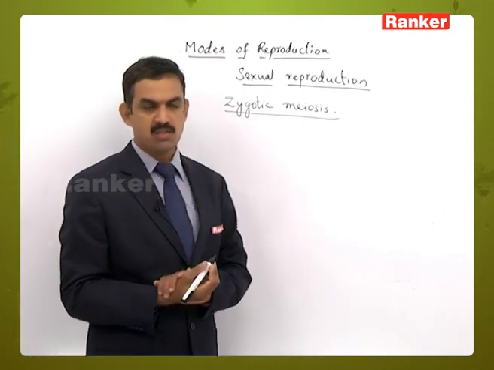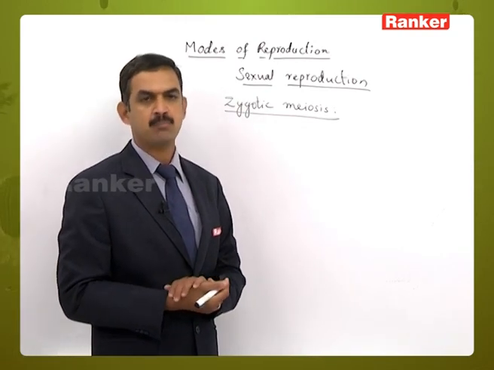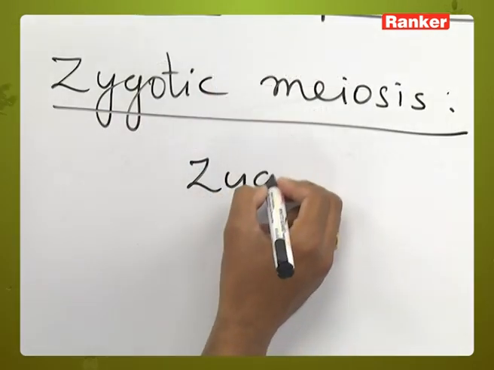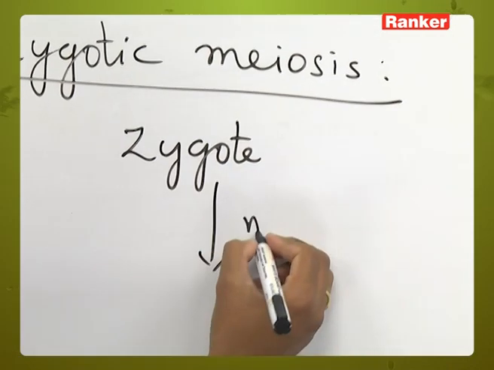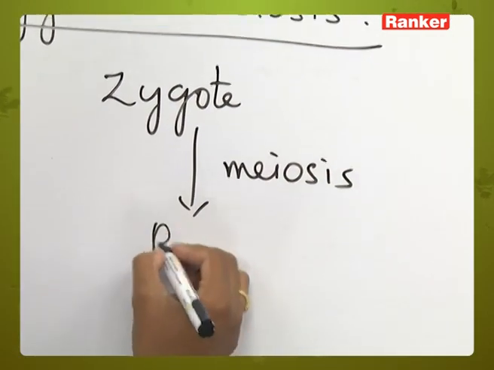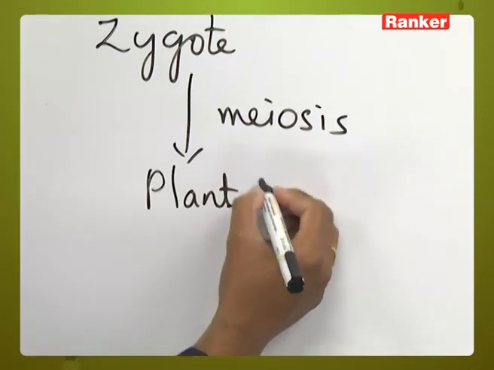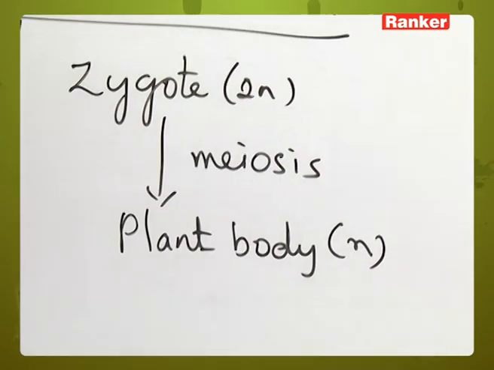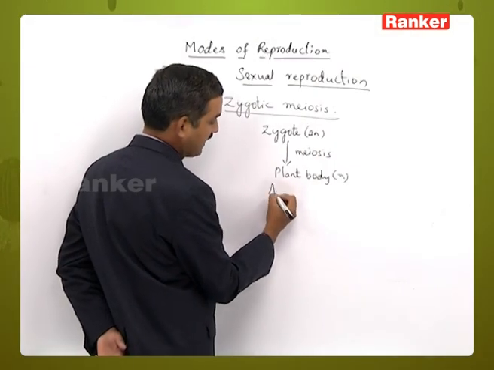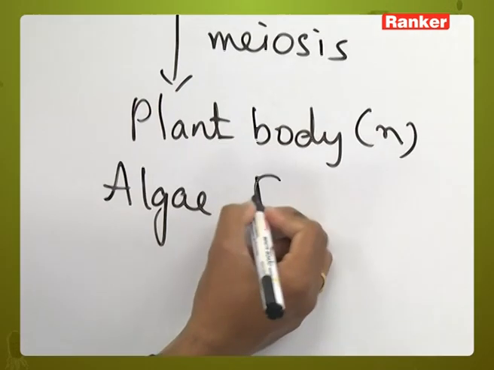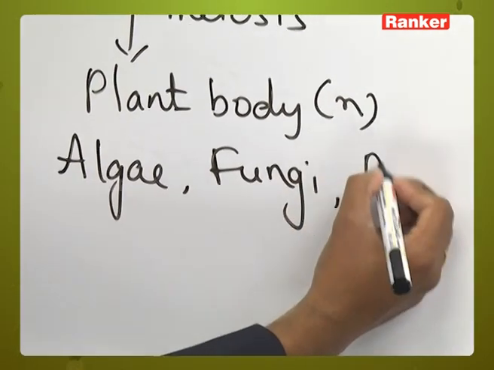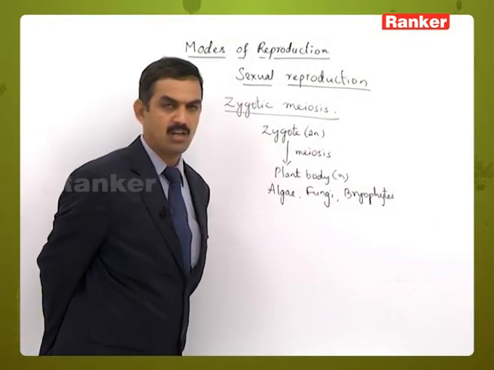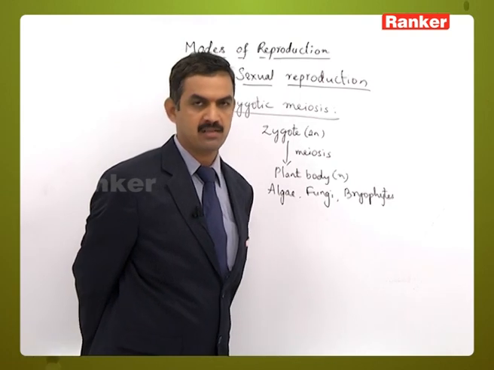Generally, zygotic meiosis will occur in lower organisms where the plant body is in haploid condition, where the zygote will undergo meiosis to produce the plant body which is haploid in condition. This type of organization can be seen in the majority of the algae and fungi, and also in some of the bryophytes.